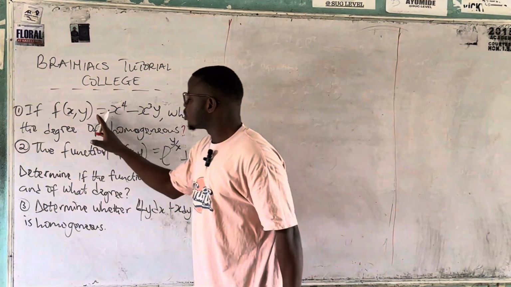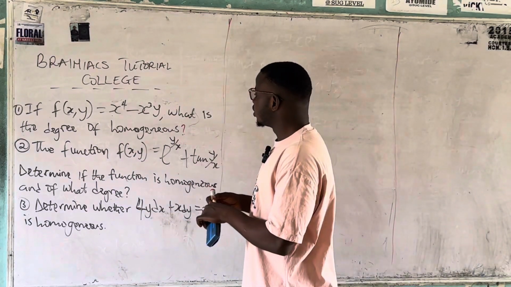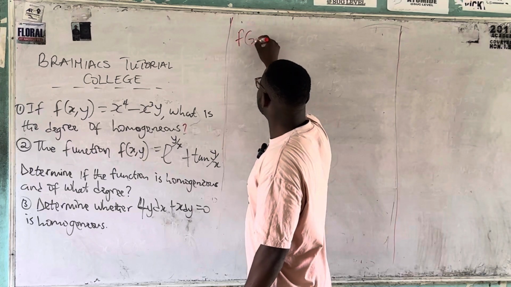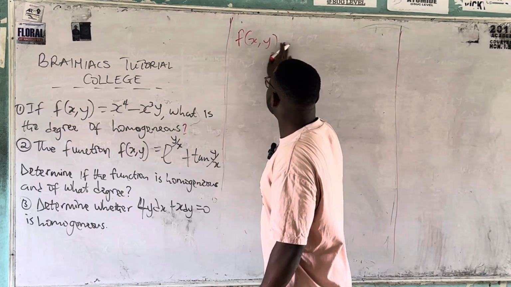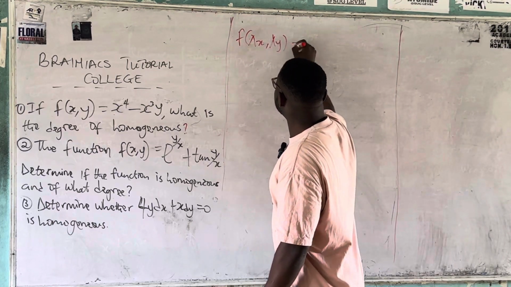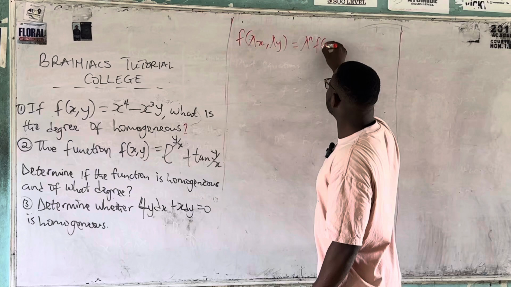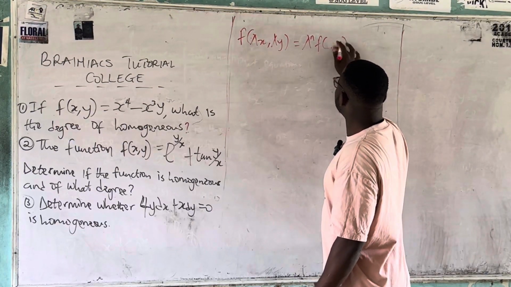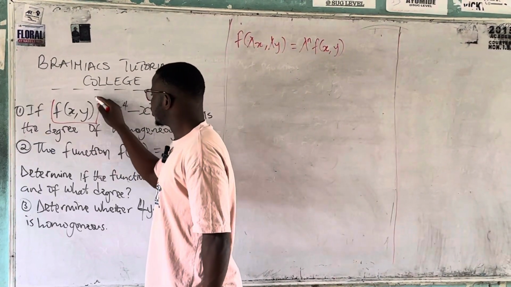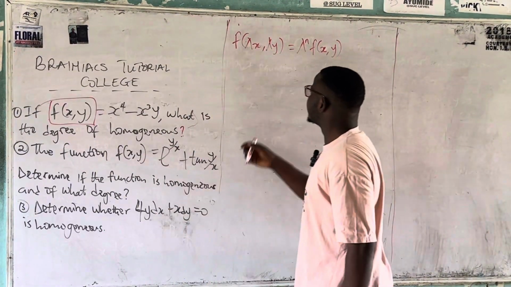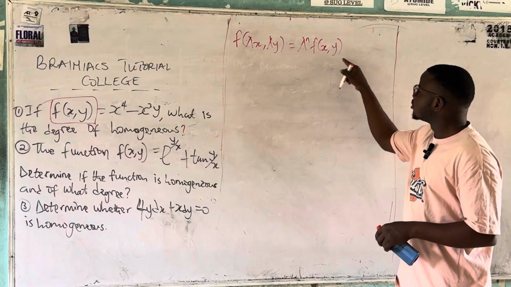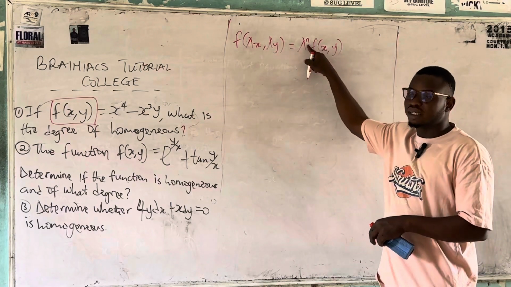A function f of x comma y is said to be homogeneous of degree n if f of lambda x comma lambda y is equal to lambda raised to power n f of x comma y. So a function f of x comma y is said to be homogeneous of degree n if f of lambda x comma lambda y is equal to lambda raised to power n f of x comma y. Now this n that we have is the degree.